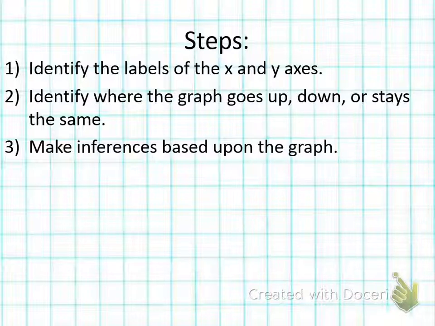When we look at graphs, we need to look at the x and the y axis because those are really important in what it's talking about. You want to be able to look at the graph, and then you also want to make a relationship between them. Second thing is identify where the graph goes up and down or stays the same. There's intervals on the graph, and then you make inferences based on the graph, meaning you make a prediction, or you analyze the graph and you say, oh, that's probably what's happening here.